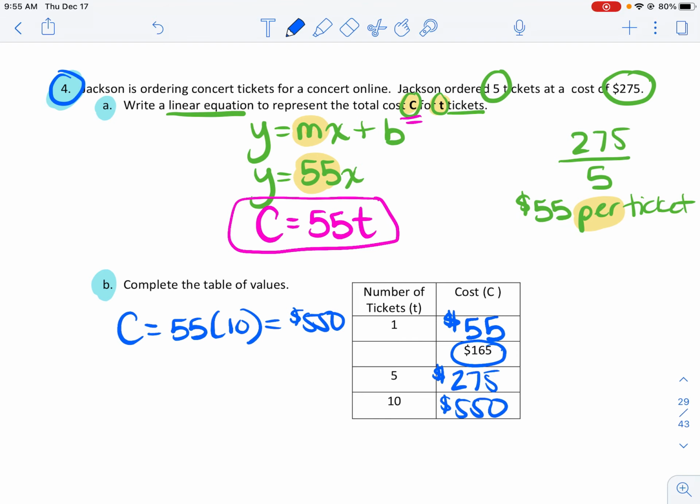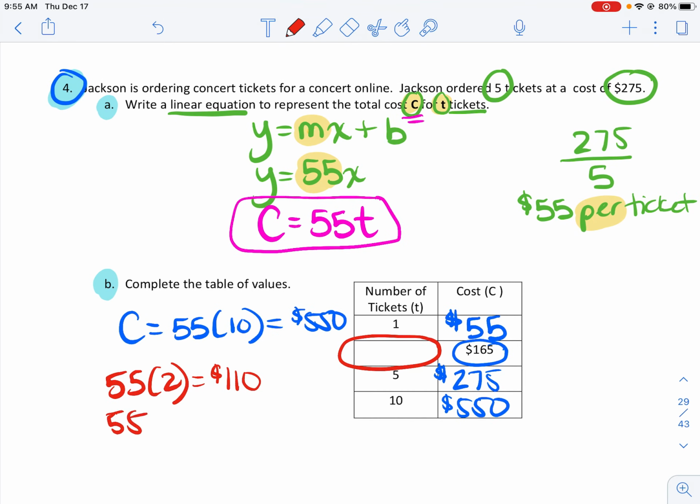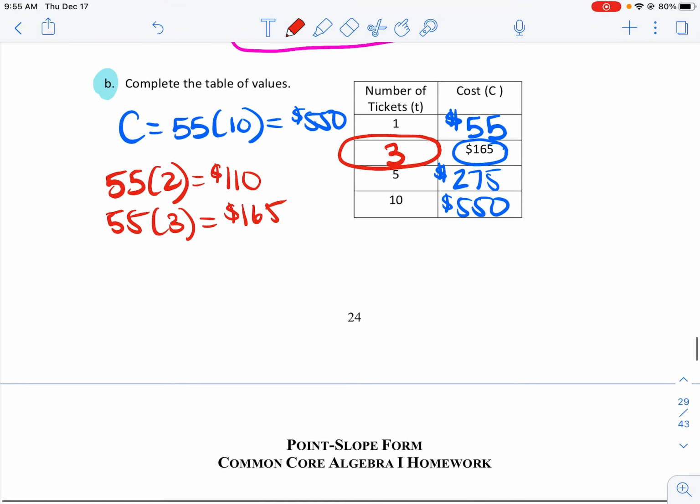Okay, so how are we going to work backwards? Well, this is sort of like what we did before. If I know that each ticket is $55, I can just say in my head, okay, 55 times 2, well, that's 110. I'm not there yet. 55 times 3, oh, there we go. That's 165. Okay, so now we filled our table in.